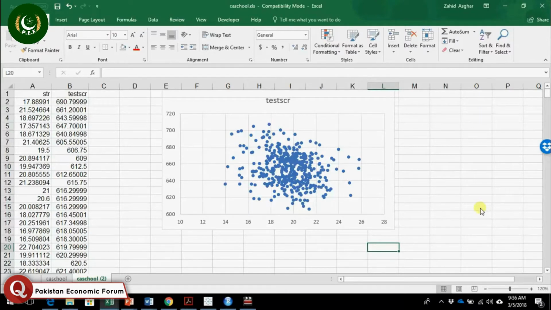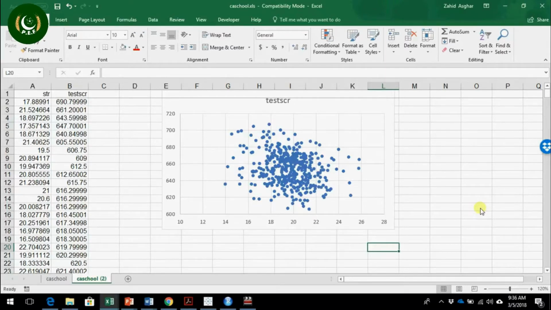What is the value of the intercept, you guess? Guess any value, no issue. Guess? 700 is the guess. Okay, fine. It may be very close. Fine. What is the value of the slope? Just guess.